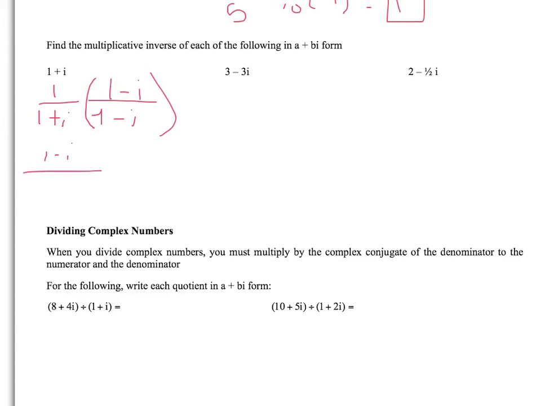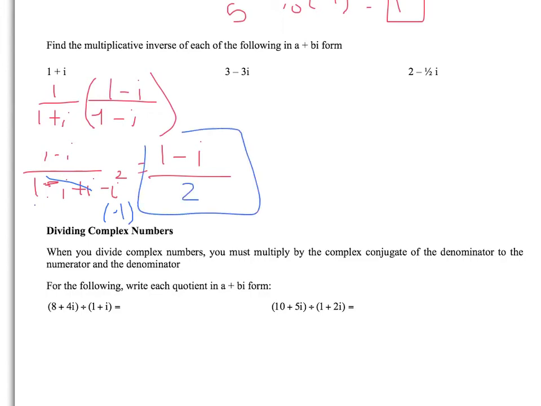In the denominator, it's FOIL. 1 times 1 is 1. Outside is negative i. Inside is positive i. Last is negative i squared. So I'll have 1 minus i over, negative i plus i is 0, i squared is a negative 1. So that's really 1 minus negative 1, which is a 2.